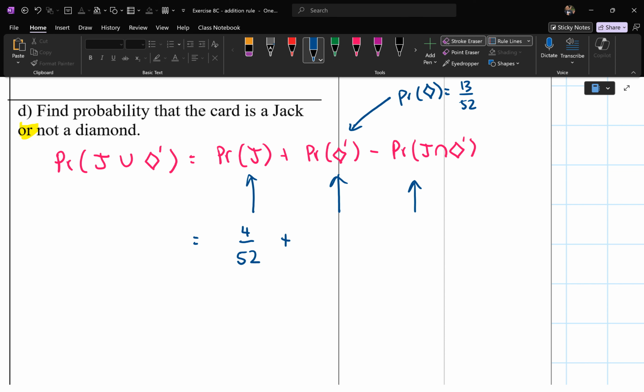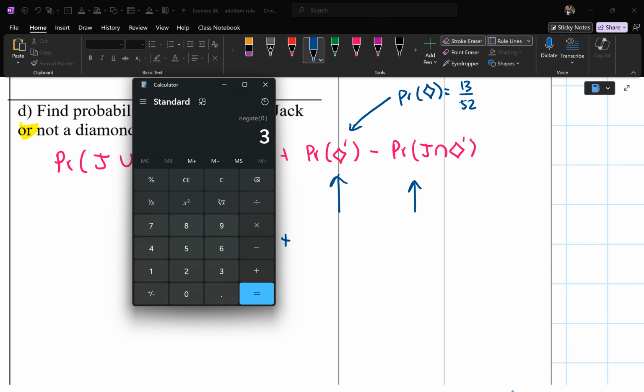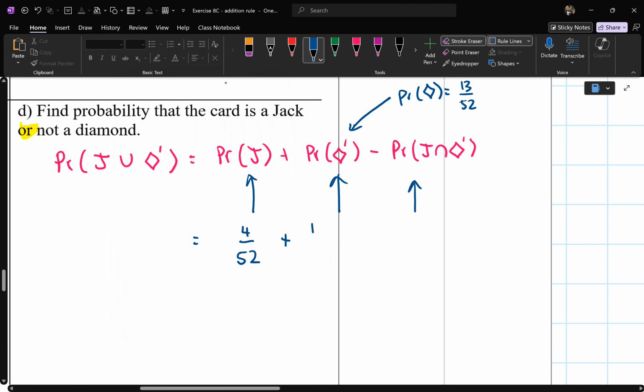So 52 take away 13 is what? Is that 39? I think it's 39. 52 take away 13. Yeah, 39. So that means you've got 39 out of 52 cards that are not diamonds. Yeah? And then minus, well, what's the chances of you getting a jack and not a diamond?